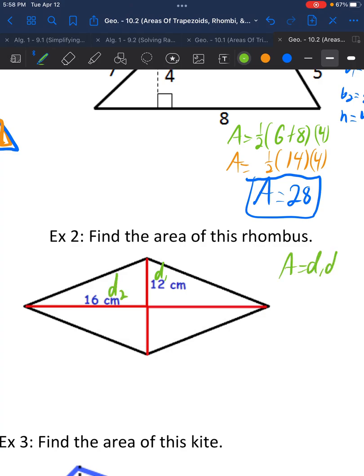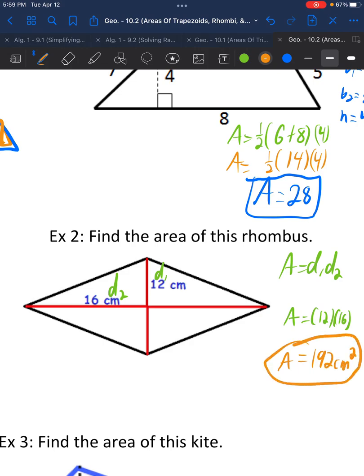When we do area is equal to d1 times d2, we take our area and have it as 12 times 16. So as we take 12 times 16 centimeters, we end up getting 192 square centimeters as our answer for the area.